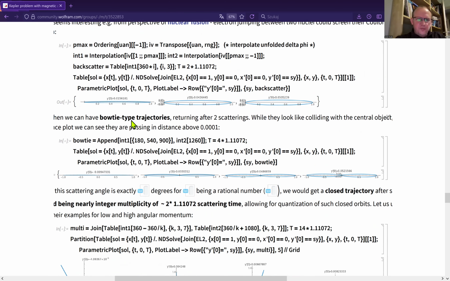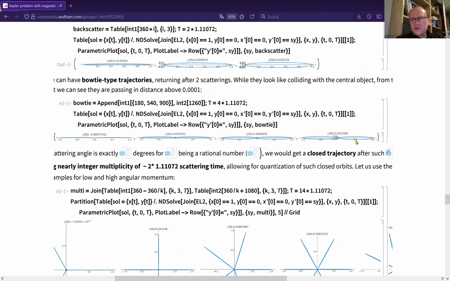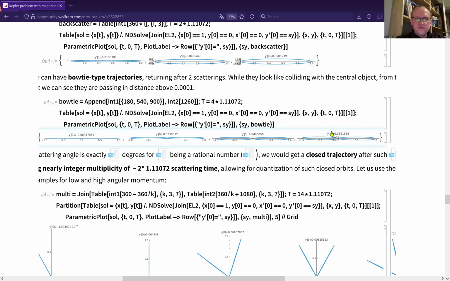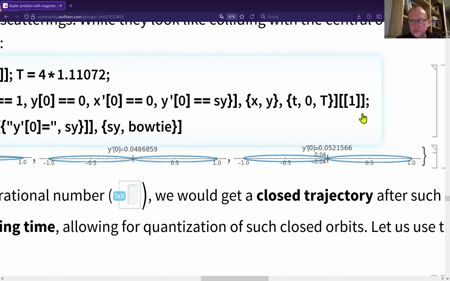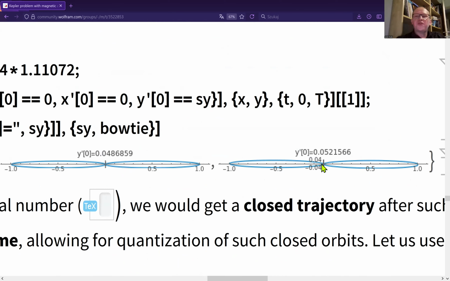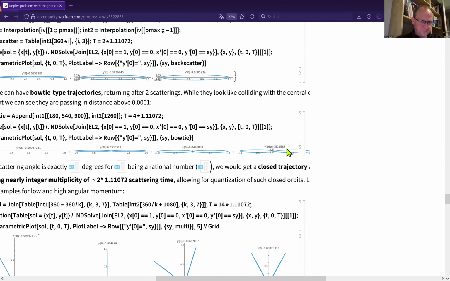We could also get these bow type trajectories, kind of similar, but now there is 180 degrees or further of different angular momentum. It looks like we get the collision with the central object, but we don't have. Instead of collision, the minimal distance is still non-zero. It is passing close to zero, but it's not exactly touching it. So it's very close, but not zero.